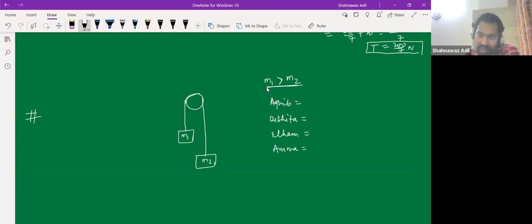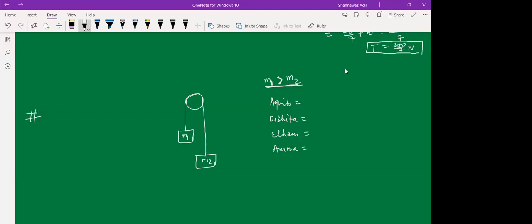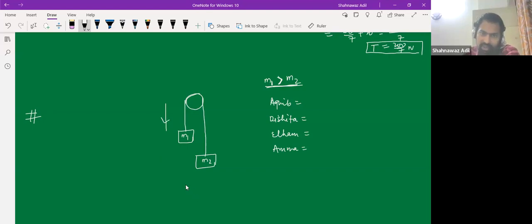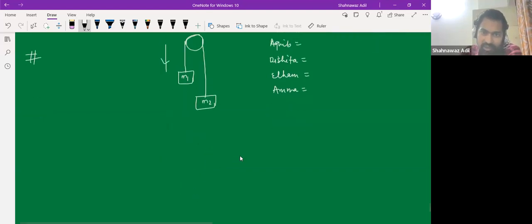I am saying I have given you that M1 is greater than M2. Now I am asking, this is not the initial figure. This is the initial figure, right? Now it will have some acceleration. So I'm asking for which mass the acceleration would be downwards. M1, right? So this would go downward.